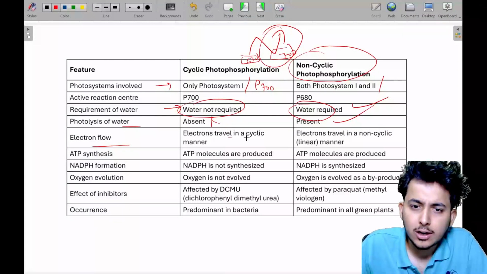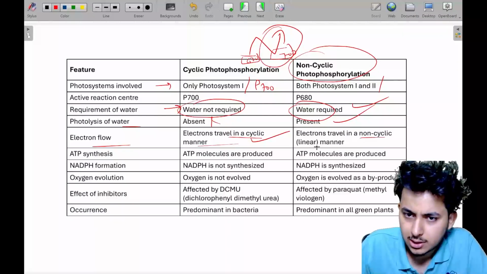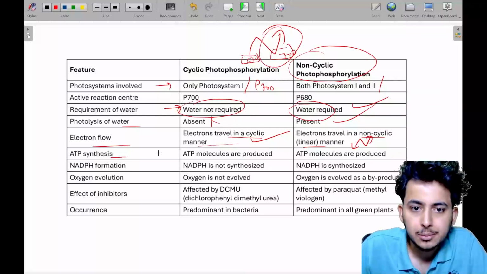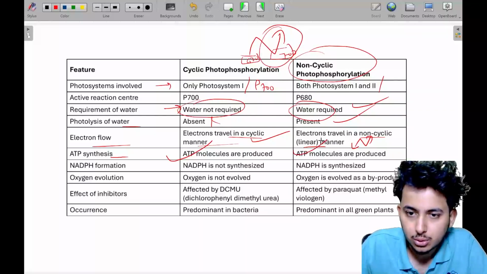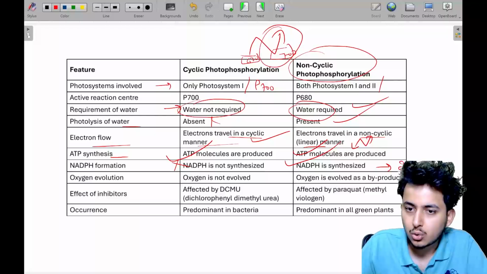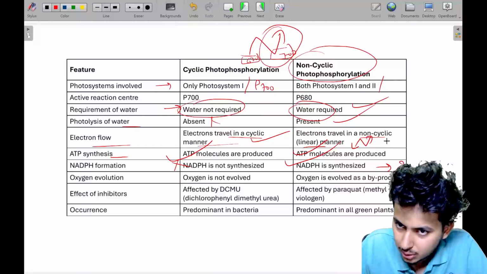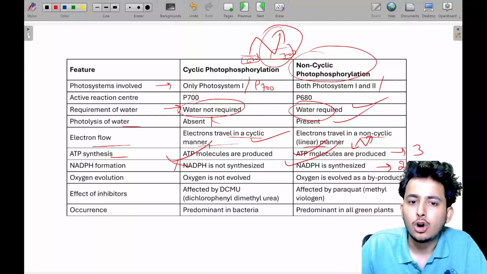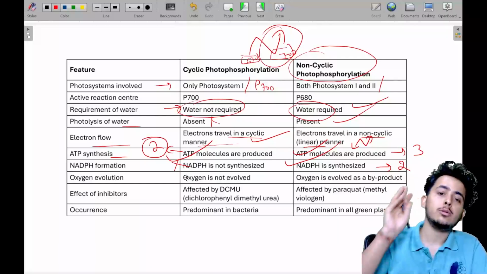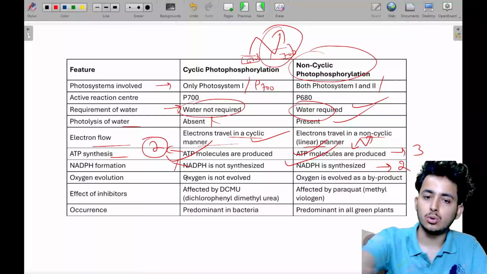Electron flow: electron travels in a cyclic manner in cyclic, and in a linear Z zigzag manner in non-cyclic. ATP synthesis: ATP is produced in both. NADPH is not formed in cyclic, but it is formed in non-cyclic. How many NADPH are formed? 2. How many ATPs are formed in the non-cyclic? 3. How many ATPs are formed in the cyclic? 2. Okay, if you are able to answer this much fast, you are good to go.